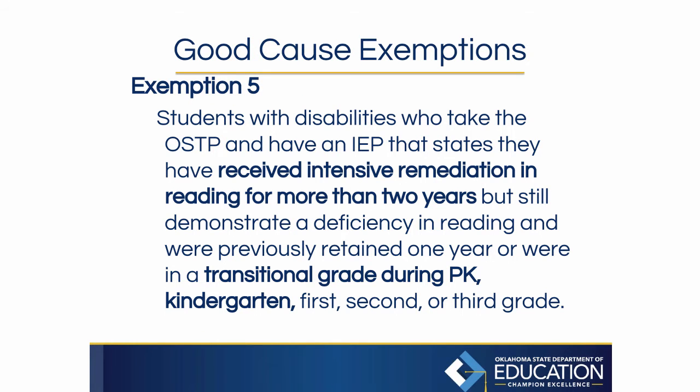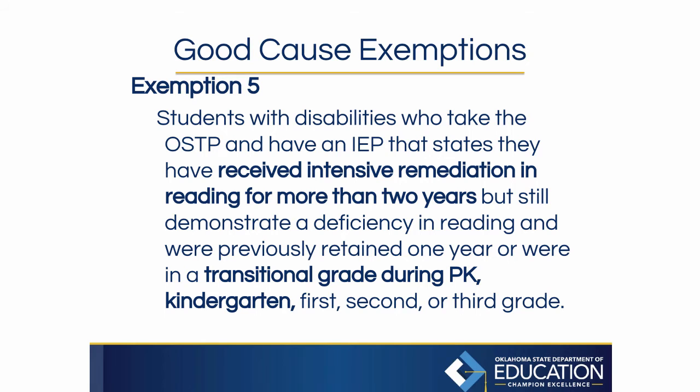Okay, good cause exemption 5: students with disabilities that take the OSTP and have an IEP that states they have received intensive remediation for reading for more than 2 years, but they still demonstrated deficiency in reading and were previously retained 1 year and were in a transitional grade during pre-K, kinder, first, second, or third.